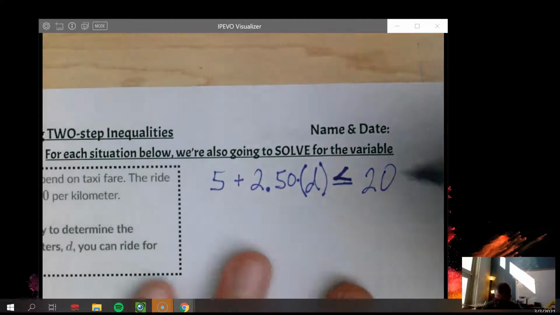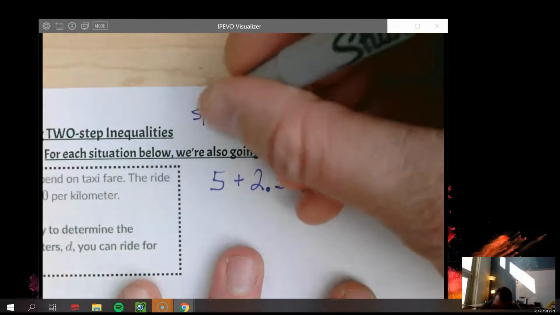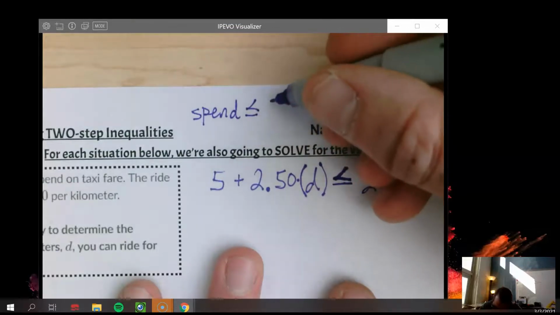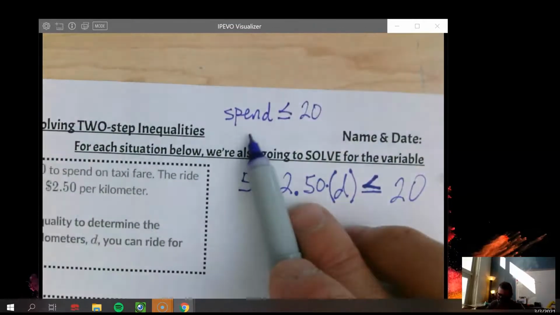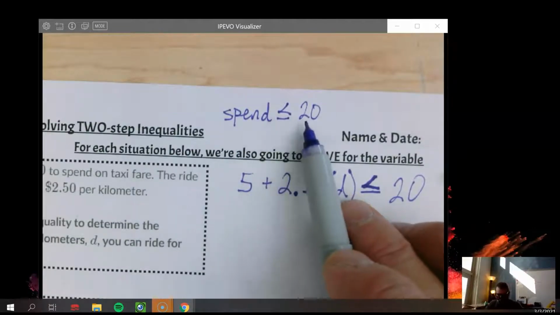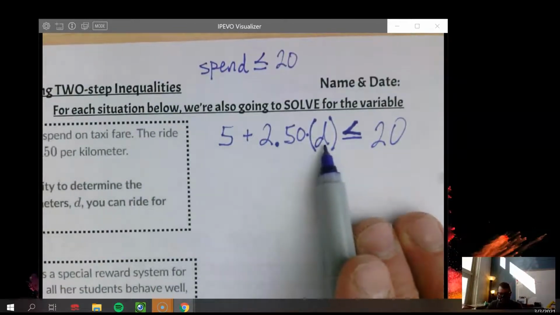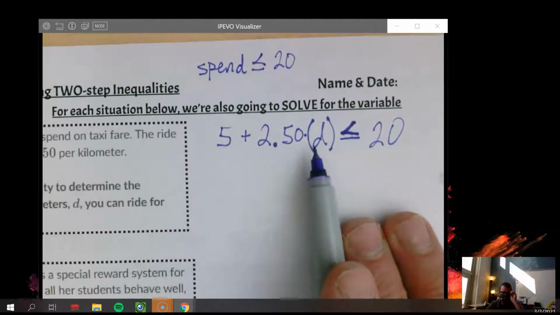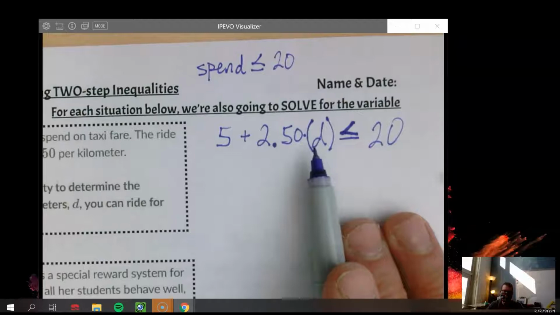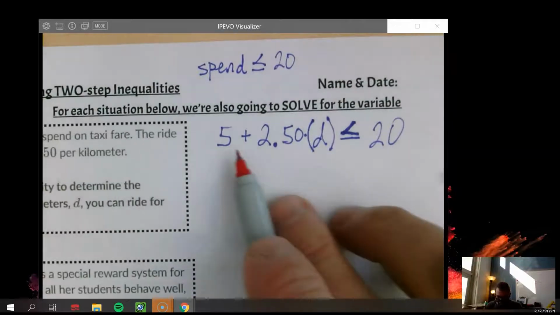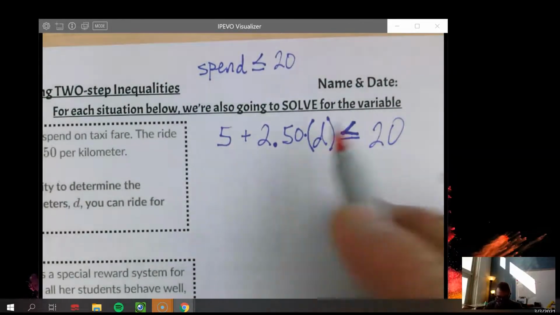Guys, if that doesn't make sense to you up here, you should write spend less than or equal to 20, right? We can spend all of my money, or we could spend less than 20. So this tells us how much we're allowed to spend on the cab, assuming that's the only thing I'm spending my money on. So the first thing we want to do is get rid of that initial fee, because we pay $5 no matter what.